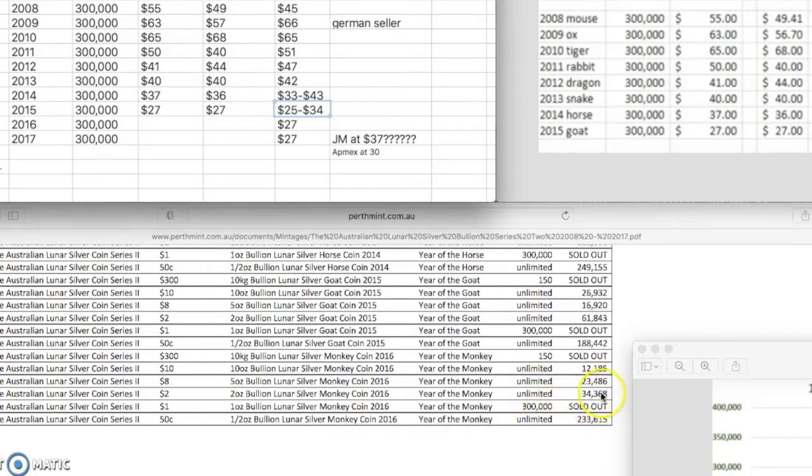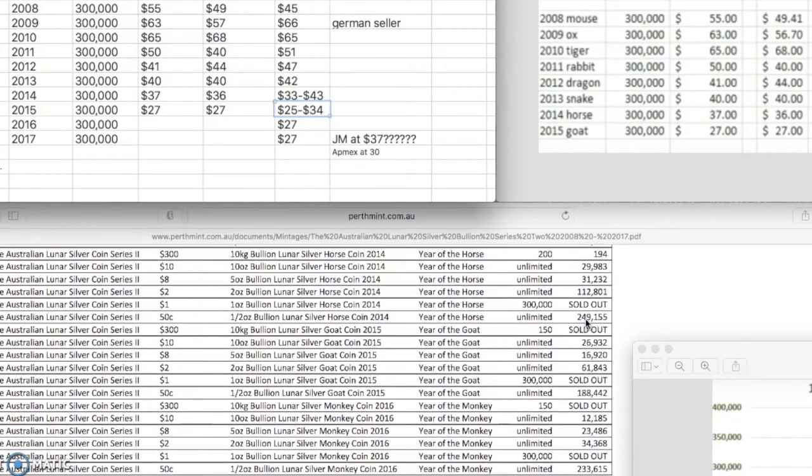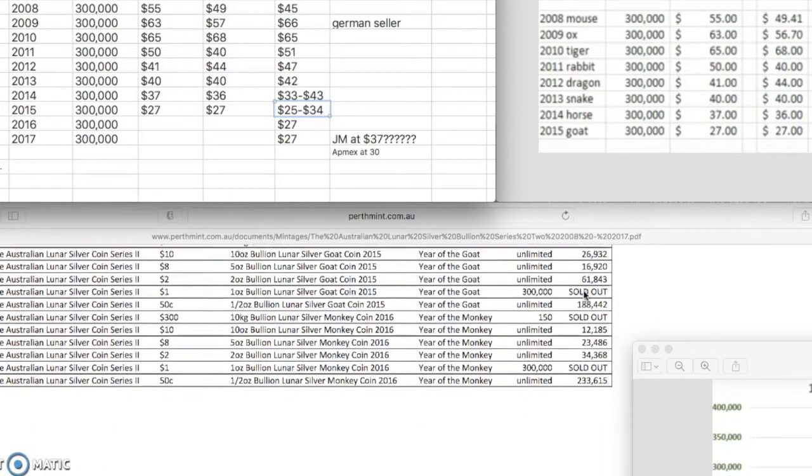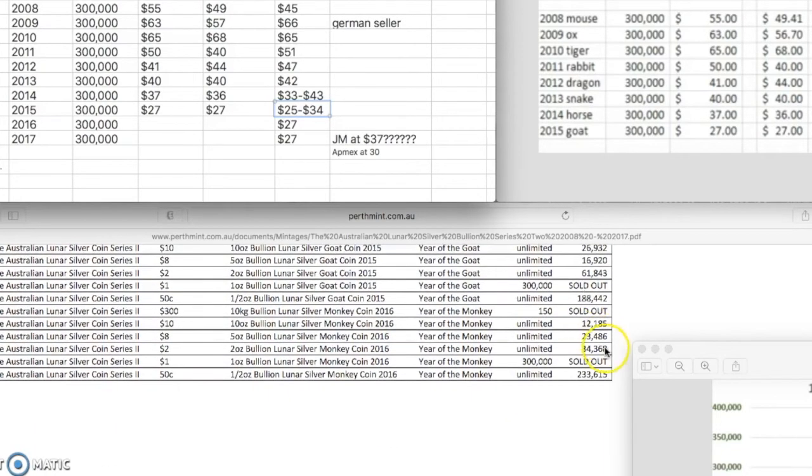On the 2 ounce, they seem to be holding their own. Let's take a look at the monkey. The monkey has a 34,000 2 ounce. If we go back to the goat, the 2 ounce had a 61,000. If we go back to the 2 ounce horse, 112,000. So demand is shrinking and mintage is shrinking for the 2 ounce coins. But I saw the prices holding pretty steady. However, again, a very spotty and low volume market.